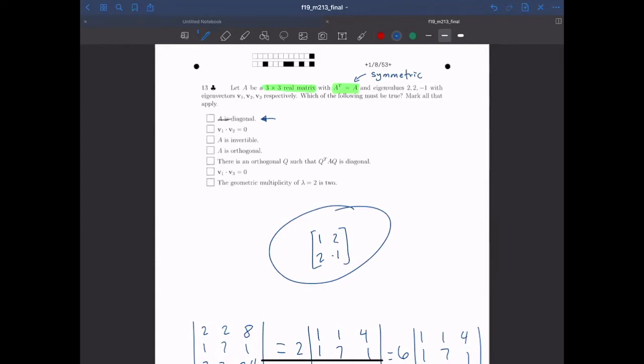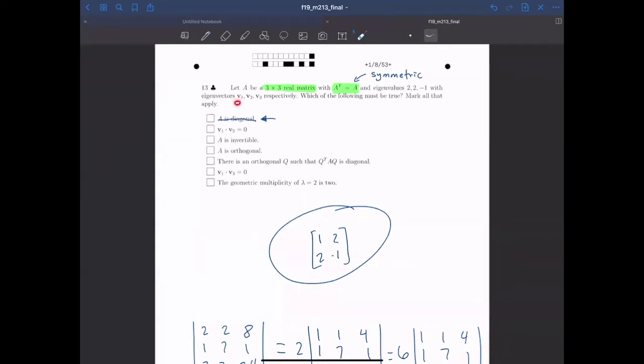V1 dot V2 is equal to 0. Does that have to be true? Do the eigenvectors V1 and V2 have to be orthogonal? Yes. No. Why not? I think they come from the same eigenvalue. From the same eigenvalue, they're not guaranteed to be orthogonal to each other.